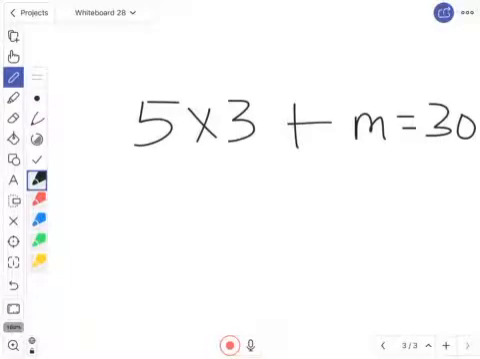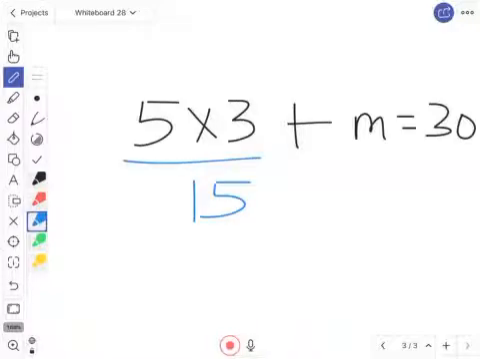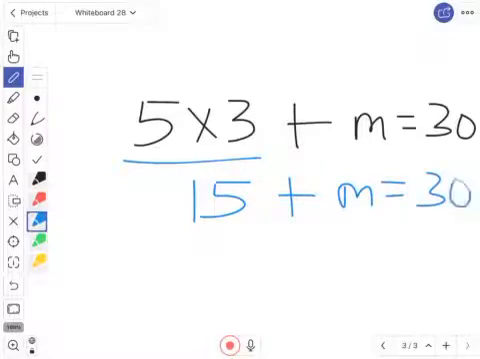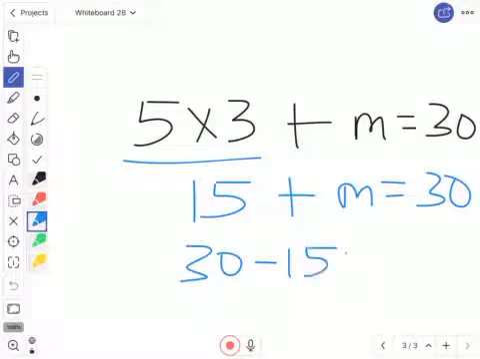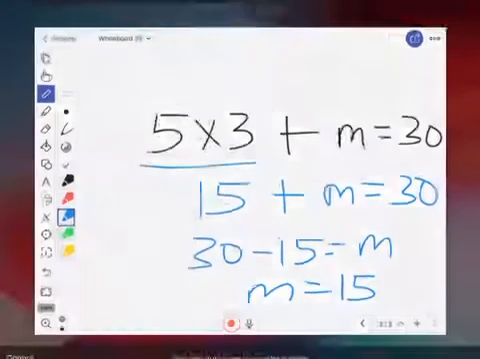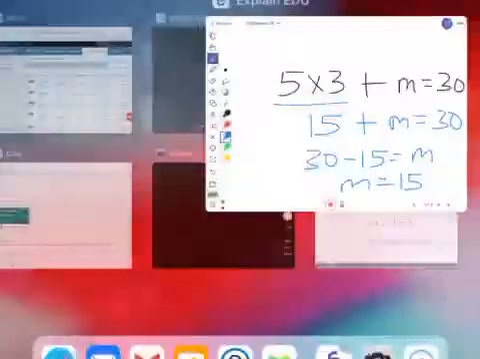Well, the first thing I have to figure out is, I can't do the plus because there's an m there. Well, I know that 5 times 3 equals 15. So 15 plus m equals 30. Oh, well, I know that 15 plus 15 equals 30. I can also think about it like 30 minus 15 equals m. And that would be 15, so m equals 15. You can use that to help your thinking on that also.